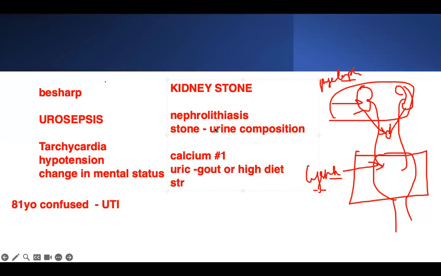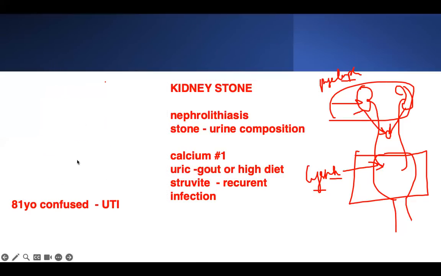And then we have this third one, struvite stone. It's due to somebody who has a recurrent infection. They have recurrent infections, they form this large stone in their bladder, and that is another source that you should know, struvite stone. So these are the types of stones you have.